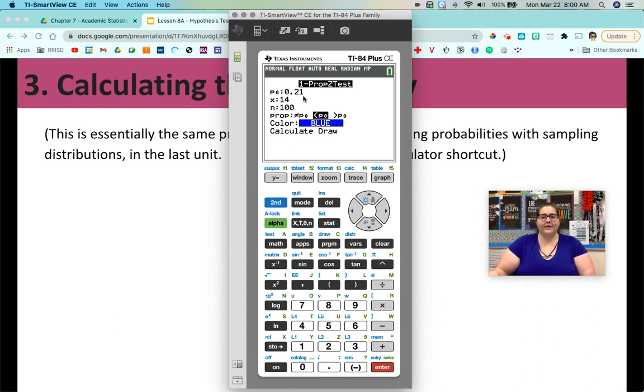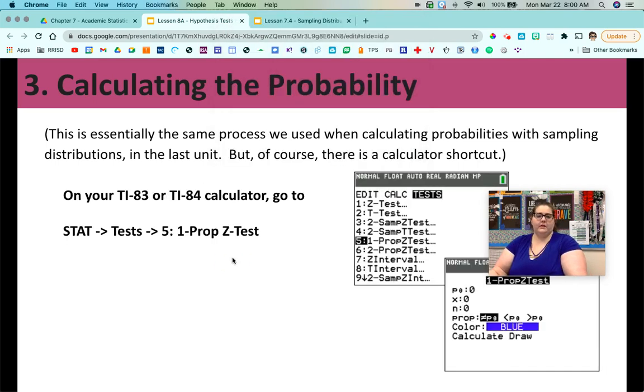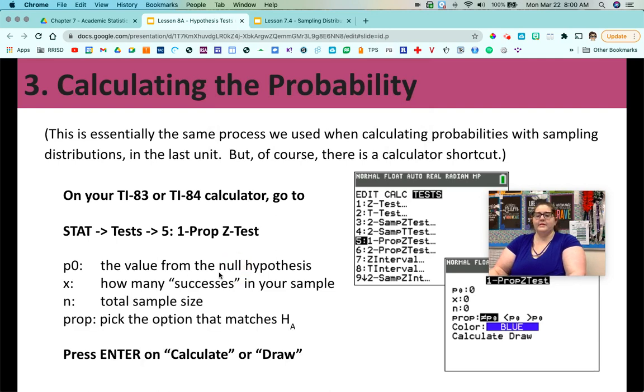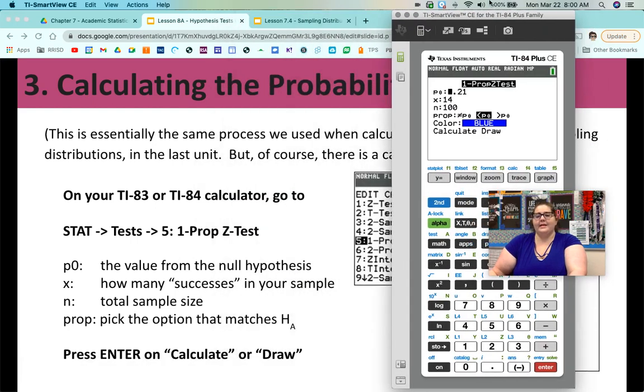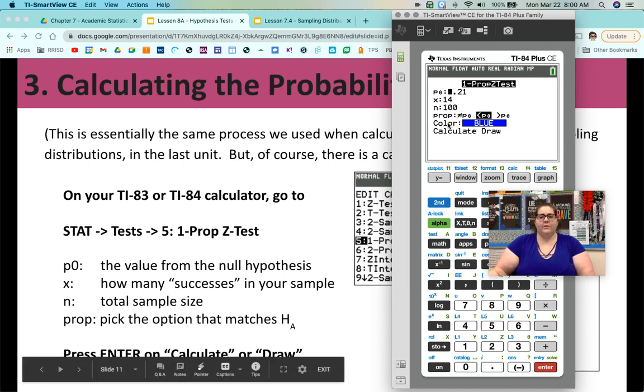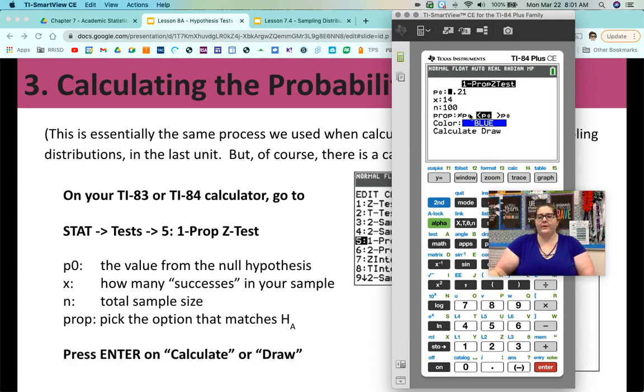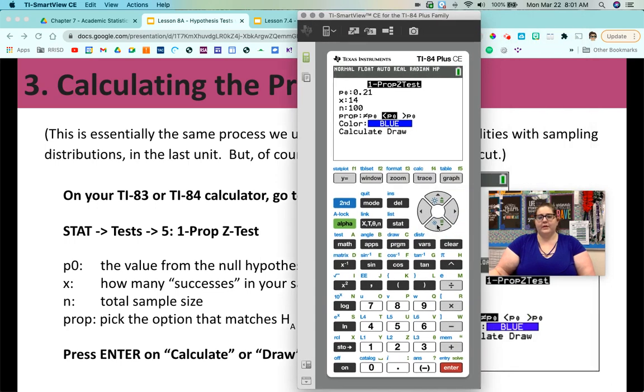Mine's already filled out because I apparently did this before. But p0 stands for your null hypothesis value. I'm going to come over here and show the steps. So p0 is the value used in your null hypothesis. x represents how many successes you had in your sample, so in this case how many red beads we had, which is 14. n is the total sample size, which is 100. And then the prop part tells the calculator what hypothesis you're using. We were testing that p is less than p0, 0.21, so we're going to choose less than. You would just scroll over there and push enter on the correct hypothesis.